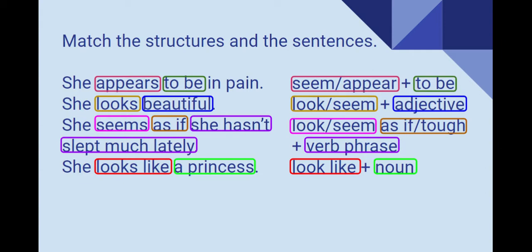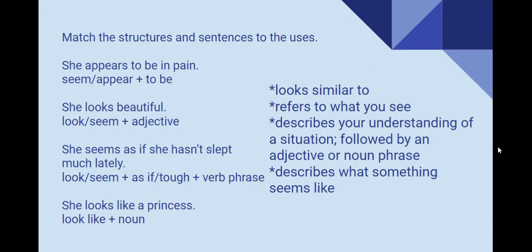How do we use this? Let's check. Now let's match the structures in sentences to their uses over here. One of them is going to mean looks similar to something else. Another one refers to what you see. Another describes your understanding of a situation, followed by an adjective or a noun phrase. And one describes what something seems like. Now pause the video and try to match this.